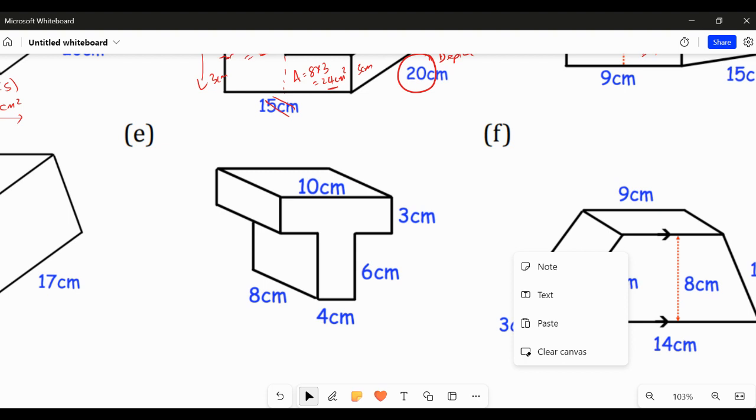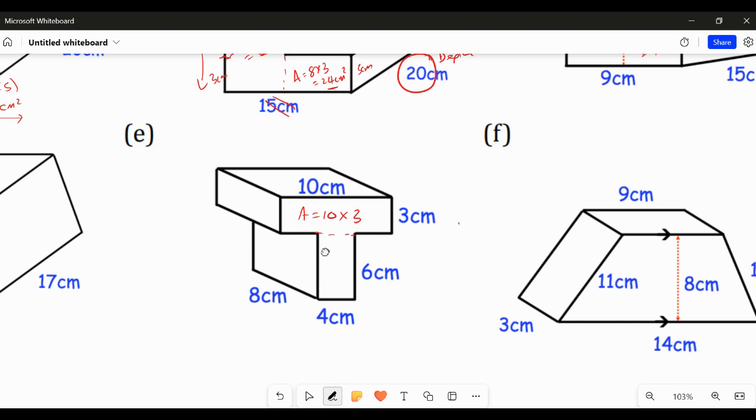Remember this one here, we have to divide it. Got to divide this shape. Maybe draw a line across there. And this area is 10 times 3, and this area over here is going to be 6 times 4. And so that'll come to 24. This will come to 30. Don't forget the centimeters squared.